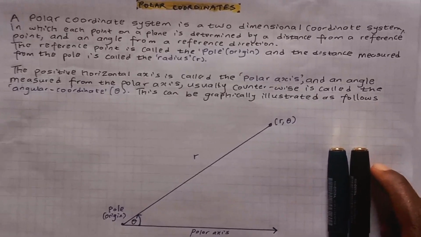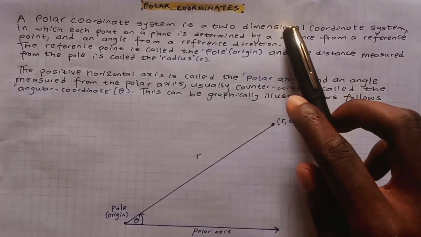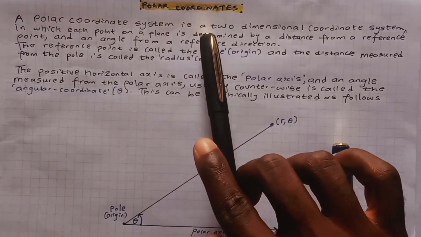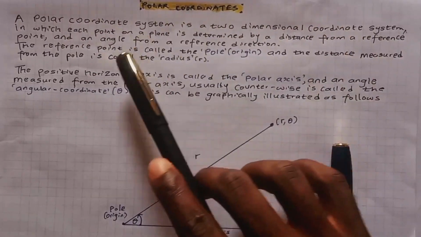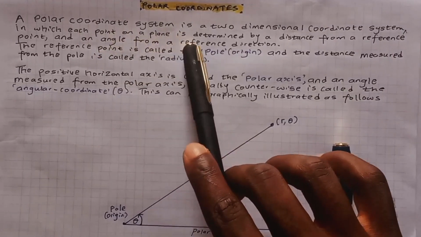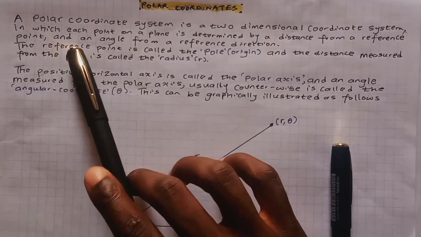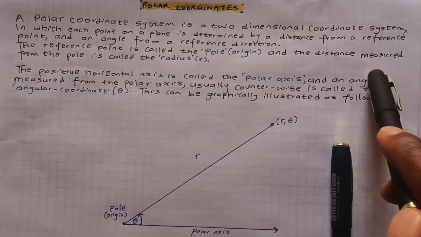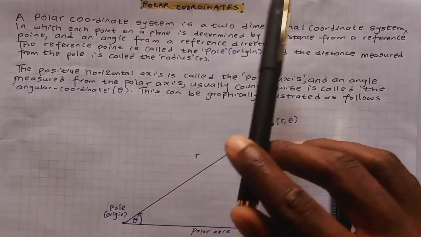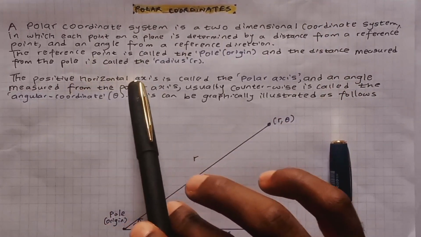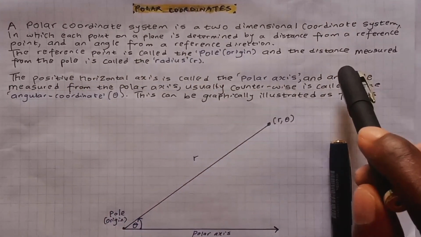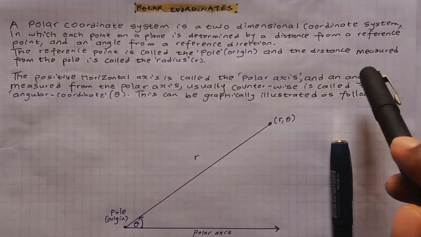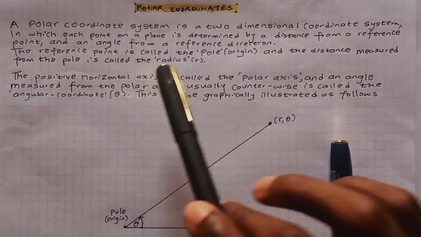Now, a polar coordinate system is a two-dimensional coordinate system in which each point on a plane is determined by a distance from a reference point and an angle from a reference direction. The reference point is called the pole or the origin, and the distance measured from the pole is called the radius. The positive horizontal axis is called the polar axis, and an angle measured from the polar axis, usually counterclockwise, is called the angular coordinate theta.